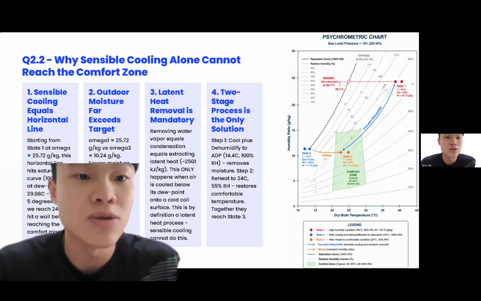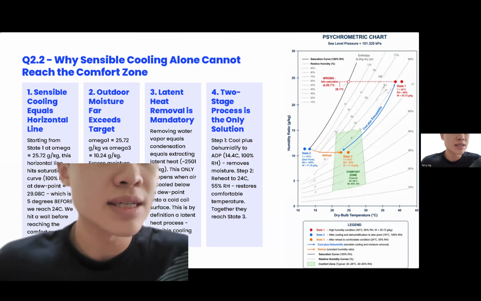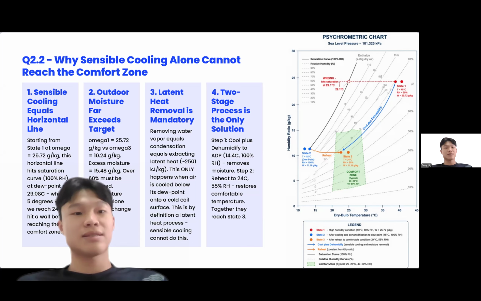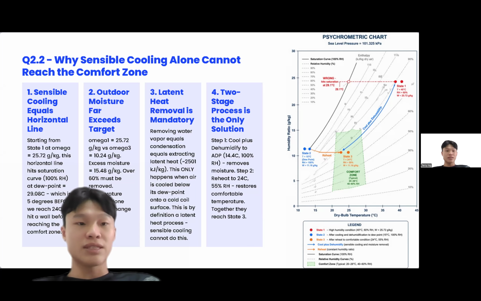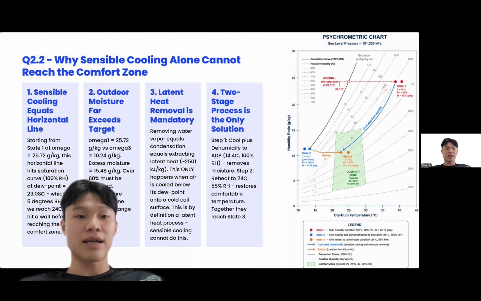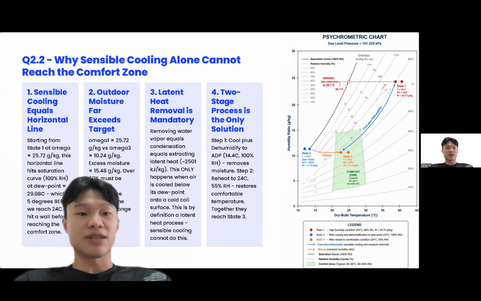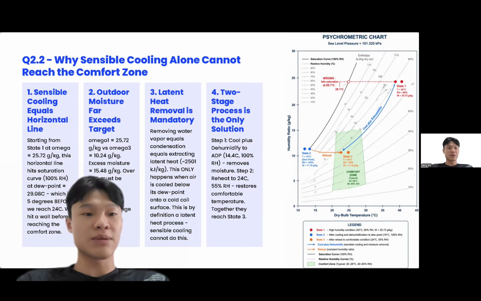Why is sensible cooling alone insufficient? This is a key thermodynamic question. Why can't we just cool the outdoor air sensibly to 24 degrees? There are 4 reasons shown on the left alongside the psychrometric chart. Point 1. Sensible cooling is a horizontal line. On the psychrometric chart, cooling without dehumidification moves the state point left at constant omega.